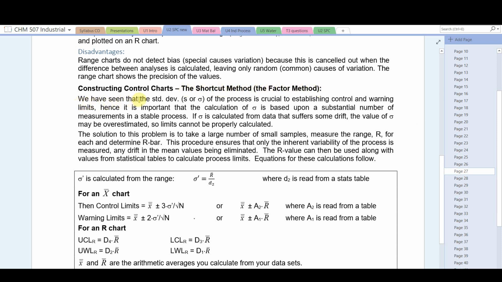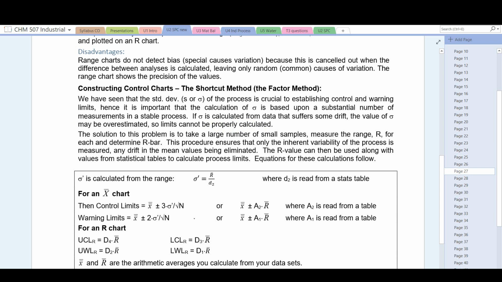So we've seen that the standard deviation, whether it's S or sigma, of the process is pretty crucial to establishing control and warning limits. And hence it is important that the calculation of sigma is based upon a substantial number of measurements in a stable process. If sigma is calculated from data that suffers from some drift, the value of sigma may be overestimated, and so limits cannot be properly calculated.